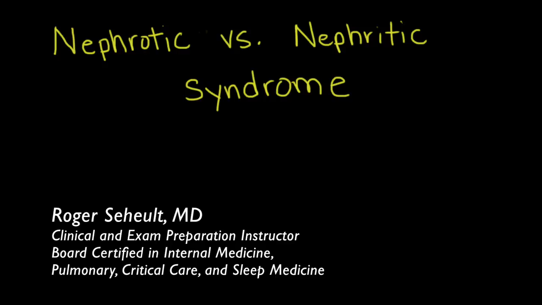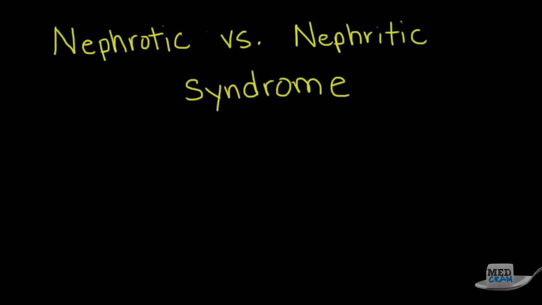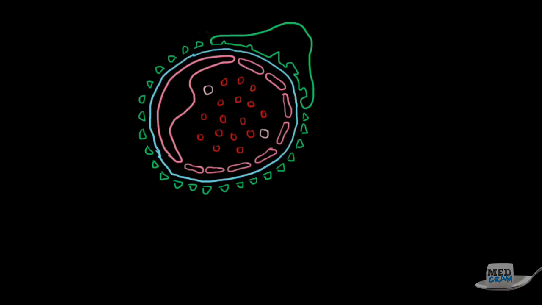We're going to talk about nephrotic versus nephritic syndrome. Now, these are both syndrome types that occur in the kidney. And the question is, what's the difference between them and why do they happen in the first place? And to understand that, we really need to get into the pathophysiology of how these syndromes are different.